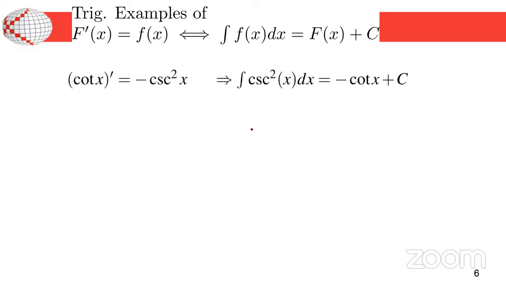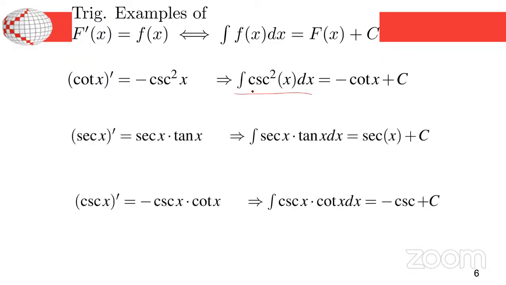Okay, next one is the derivative of cotangent, right? It's negative cosecant squared. Again, here we can rewrite this as the integral of cosecant squared is a negative cotangent. You know, we could put a negative sign in the front, but this is more convenient for application.